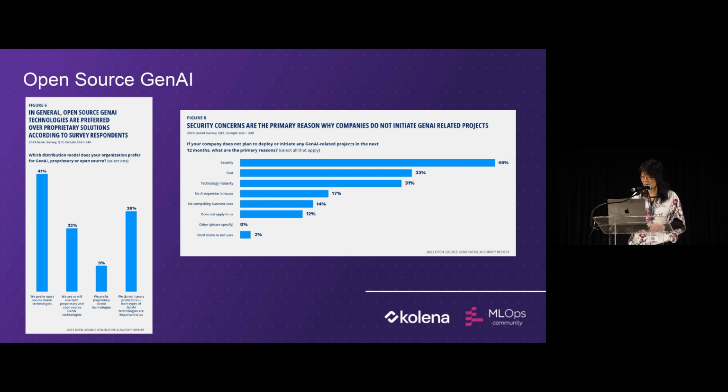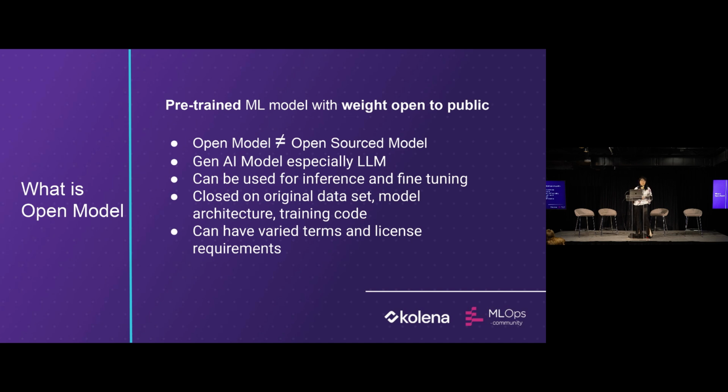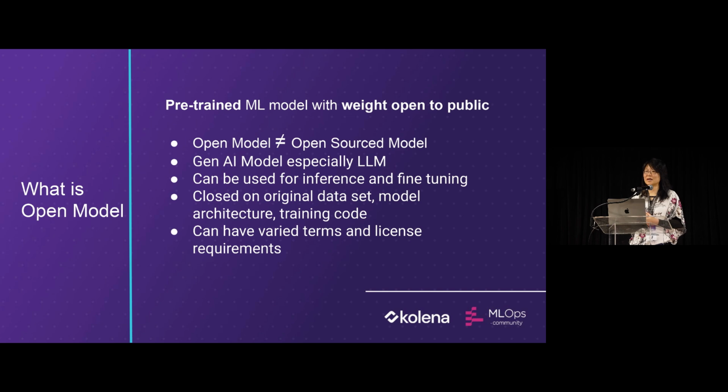Then I'd like to talk about the open model. I'm pretty sure many of you are already familiar with this, so I'll be really quick. Open models are all pre-trained large models whose weight files are publicly available. An open model is not completely equal to an open source model, because the training code, the data set they use, and their architecture or algorithm can be closed. Those open models can be used for training, fine-tuning, and inference.